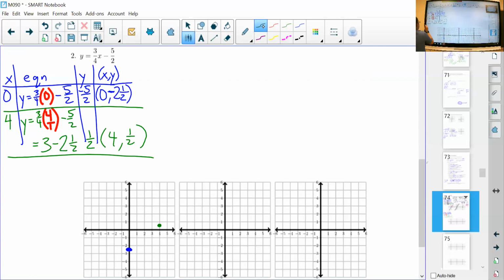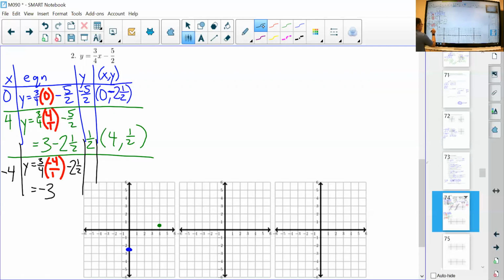Now, I was thinking 8, but that's not on my graph, so I won't even bother trying. Let's go with negative 4. Negative 4, so y equals 3/4 times negative 4/1 minus, we'll call it 2.5 because we established that those are the same thing. The 4's cancel, I'm left with negative 3.